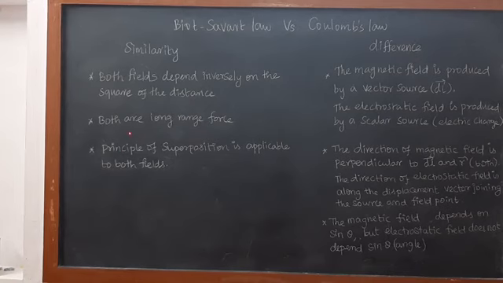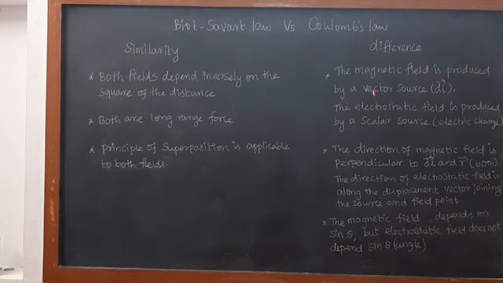And in both magnetic field and electrostatic field, we can apply the principle of superposition. So that's why I wrote here that the principle of superposition is applicable to both fields, magnetic field as well as electrostatic field. So these 3 points are the similarities between magnetic field and electrostatic field, that means Biot-Savart law and Coulomb's law.